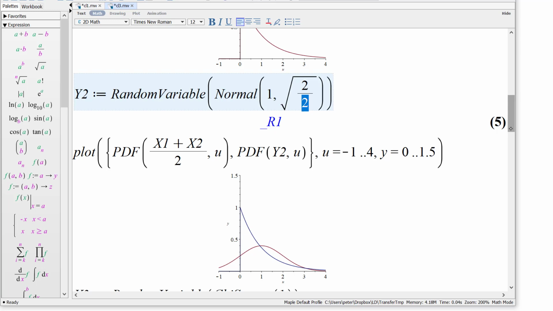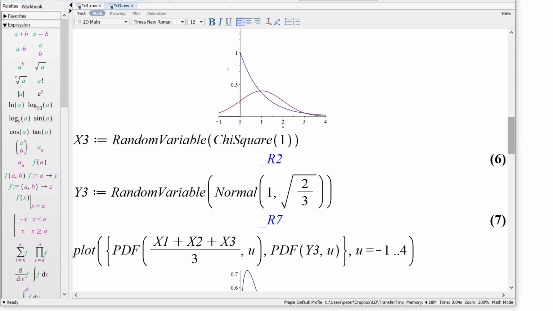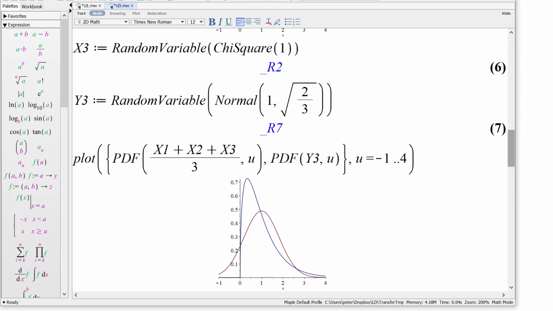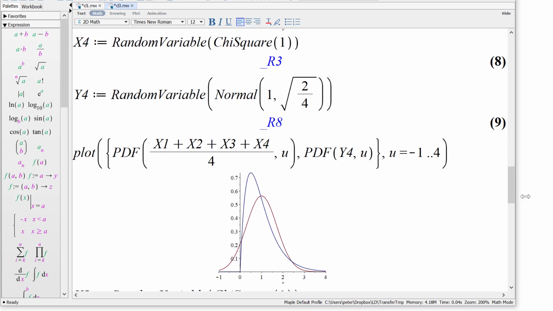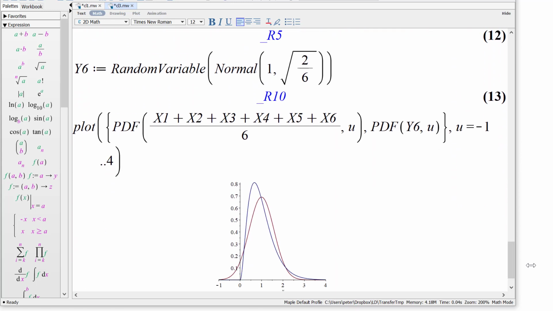However, as n increases, so I do a third chi-square and a third normal, plot the average of the 3 with the normal, we see that the approximation is definitely getting better. The red one is the normal, the blue one is the average of 3 chi-square 1. Here is the same thing for 4, for 5, and for 6. So even when we have the average of 6 chi-square 1s, the approximation is not all that great. But it does get better.